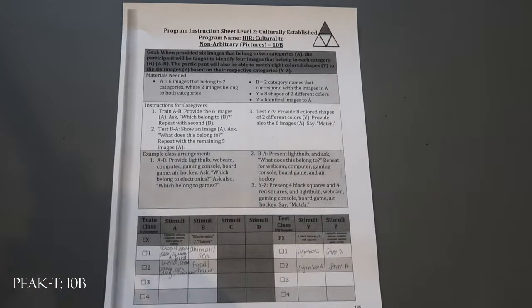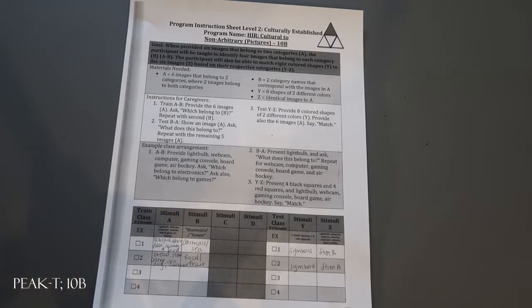I'm going to do a quick material sample for Peak Transformation Cultural to Non-Arbitrary Pictures 10B. For this program, it seems a little complicated, but once we run through it, I think you'll see how this works. So for Stimuli A, you're going to need 6 pictures that belong to 2 categories, where 2 images belong to both categories.